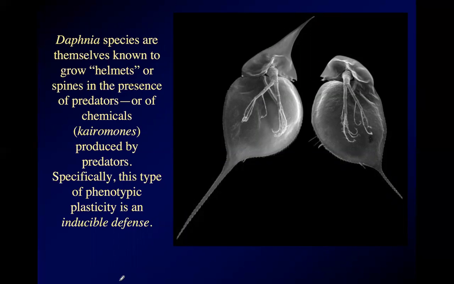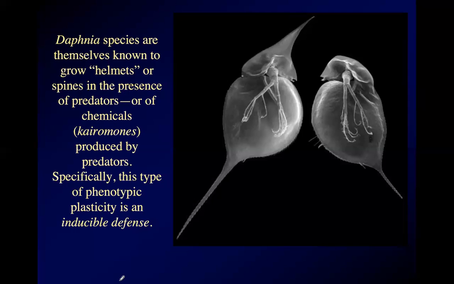Very common freshwater, tiny crustaceans, maybe a millimeter long, maybe a little more, but not much more. On the right, that's what an ordinary Daphnia looks like. On the left, that's a Daphnia grown in the presence of predators. Specifically, I think it's midge larvae, if memory serves. And you can see the Daphnia on the left has grown a big tail spine and a head spine. The Daphnia on the left looks like it's wearing a helmet.